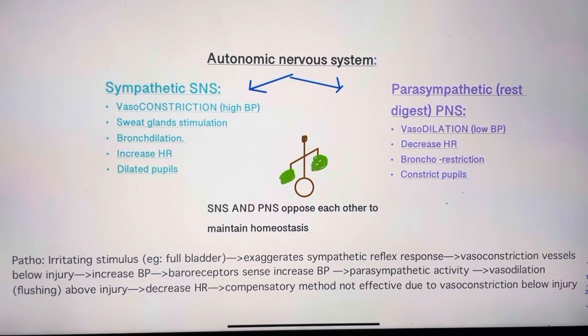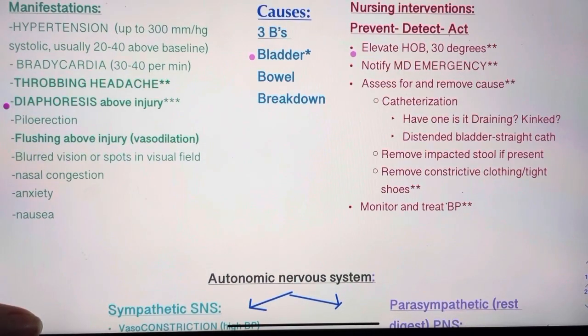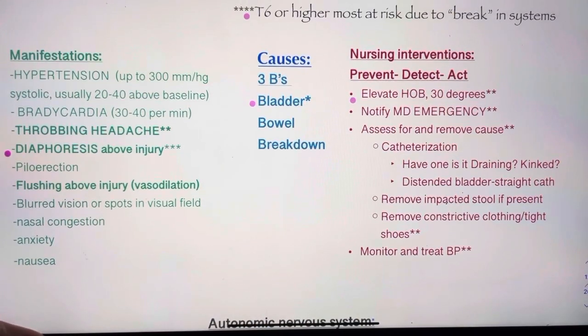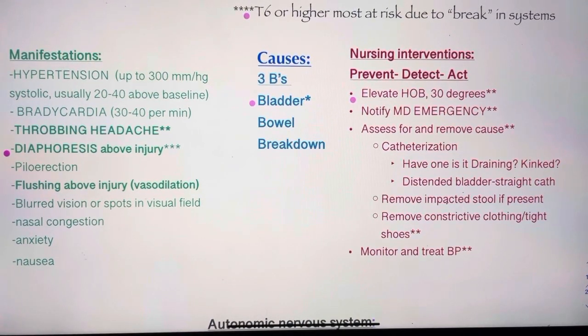Therefore, the manifestations are going to be hypertension. The blood pressure is going to continue to stay high because that PNS cannot kick in and decrease it. So you also have bradycardia and a throbbing headache. That's important to remember, and diaphoresis above the injury. So that throbbing headache is often the first sign that this person needs to use the restroom.